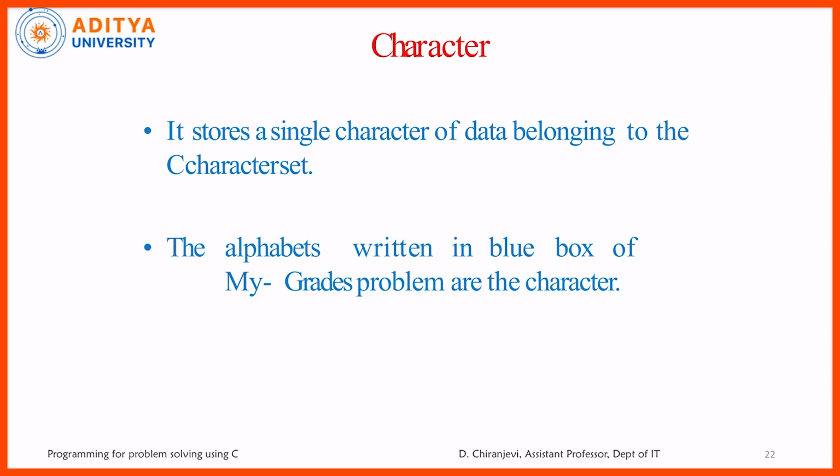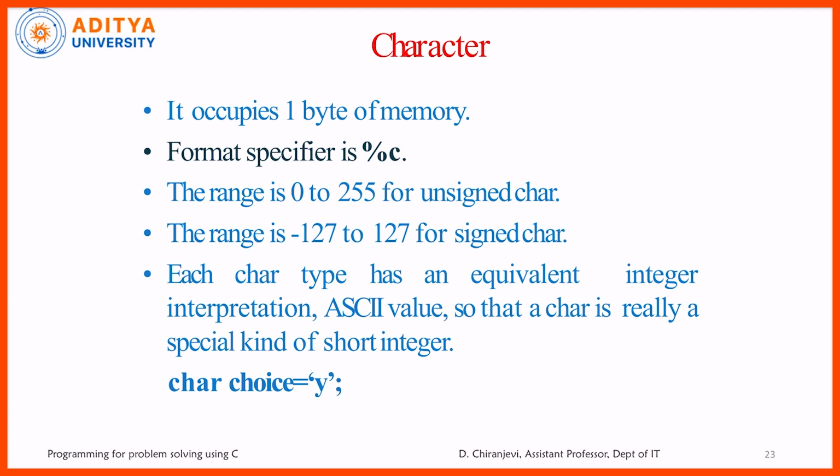And the next basic data type is character. Generally a character will store a single character. Examples like A in single quotes, or 10 or 1 in single quotes. Any number if you keep in single quotes will be considered as a character. It occupies 1 byte of memory, the format specifier is %c, its range is 0 to 255, and the signed char range is -127 to 127.